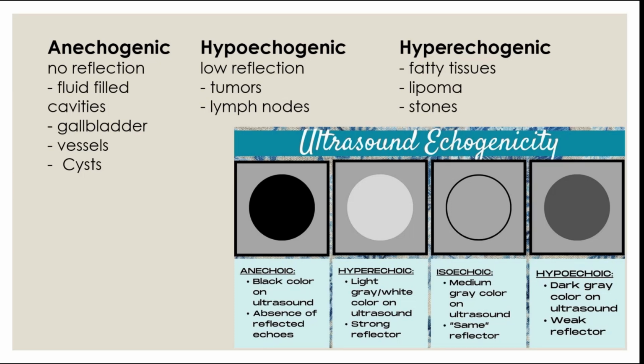Hypoechogenic, there's low reflection, as you can also see on the screen, and usually it's tumors or lymph nodes. And hyperechogenic, these are strong reflectors of the sound waves, and so they appear lighter in color, as you see here as well. And usually they are fat tissues, lipomas, and stones. Isoechoic, you don't have to know it, but it just looks like normal-ish on the ultrasound. So it just has a gray color, and it means the same reflection as in the surrounding.